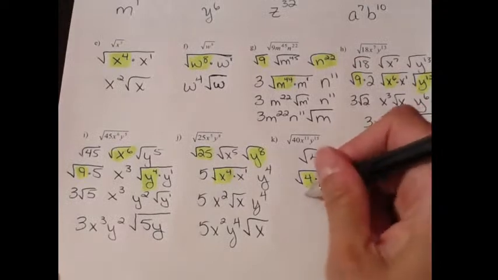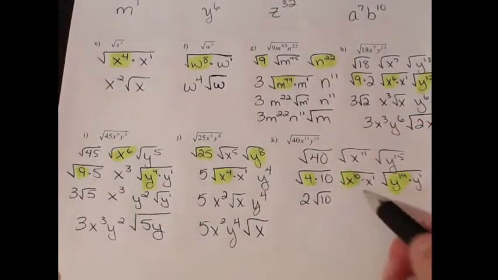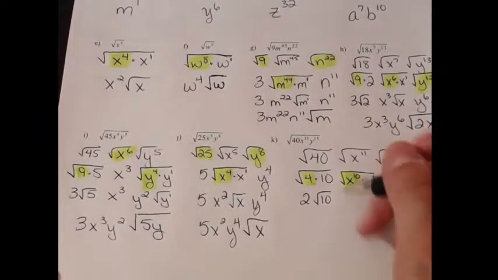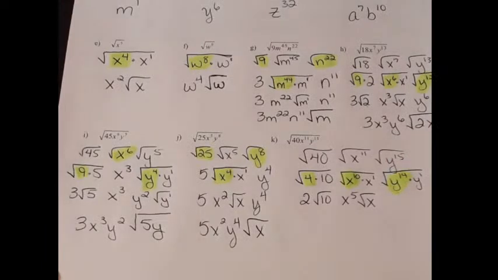Square root of 4 is 2, but we still have square root of 10. Square root of x to the 10th, cut that power in half. So it's x to the 5th, but we still have x square root of x. Square root of y to the 14th, cut that power in half. It's y to the 7th, but we still have square root of y.